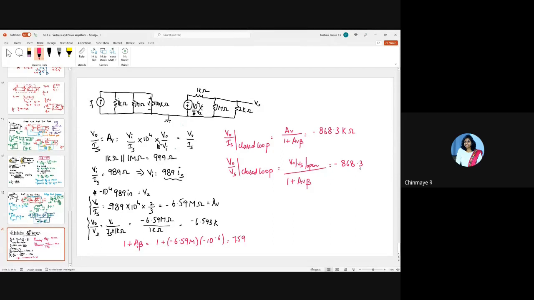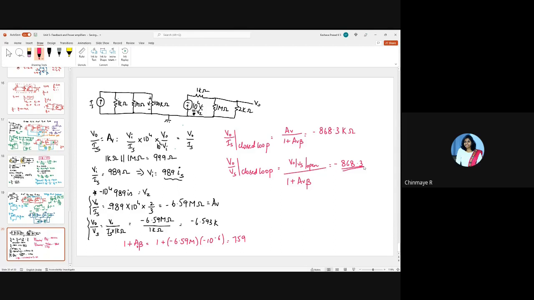In an ideal case, when A is infinite, input impedance is infinite, output impedance is 0. In that case, then the gain will be simply minus R2 by R1, right? It will be minus 1 mega by 1 kilo, which is minus 1000. That will be the closed loop gain. But now look at this. Due to the loading, the closed loop gain V naught by Vs has decreased.